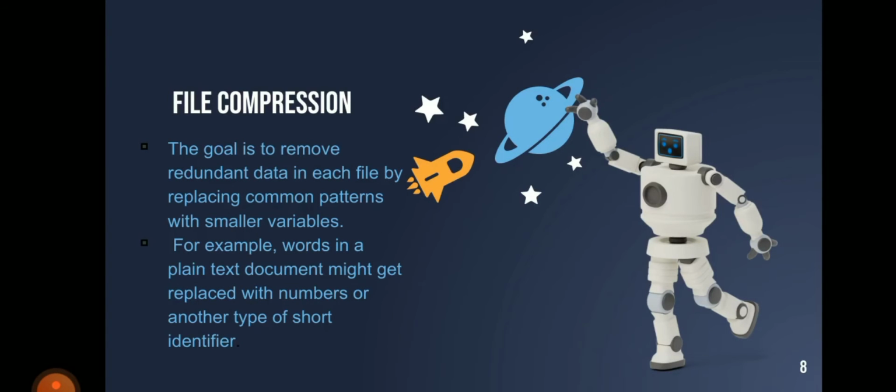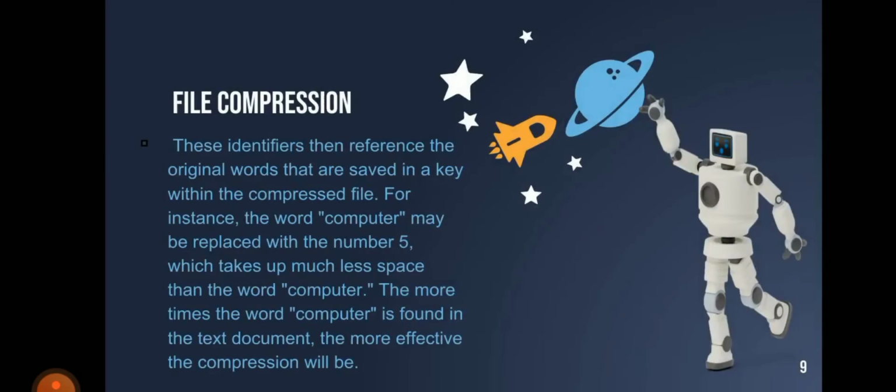File compression. The goal is to remove redundant data in each file by replacing common patterns with similar variables. For example, words in a plain text document might get replaced with a number or another type of short identifier. This identifier then references the original words that are saved in a key within the compressed file. For instance, the word computer may be replaced with the number 5, which takes up much less space than the word computer. The more times the word computer is found in the text document, the more effective the compression will be.